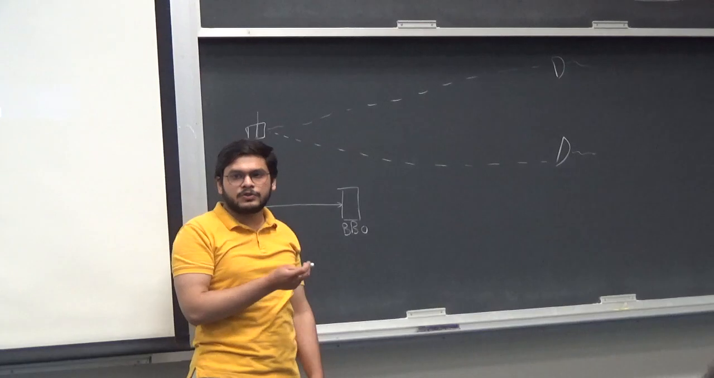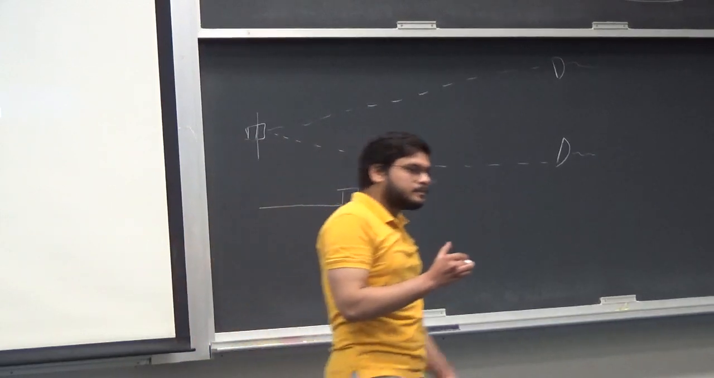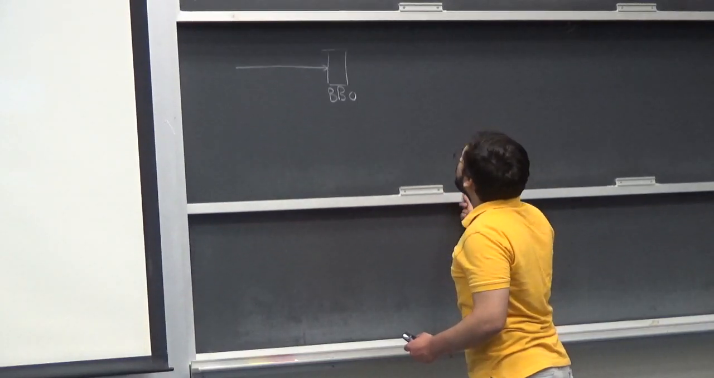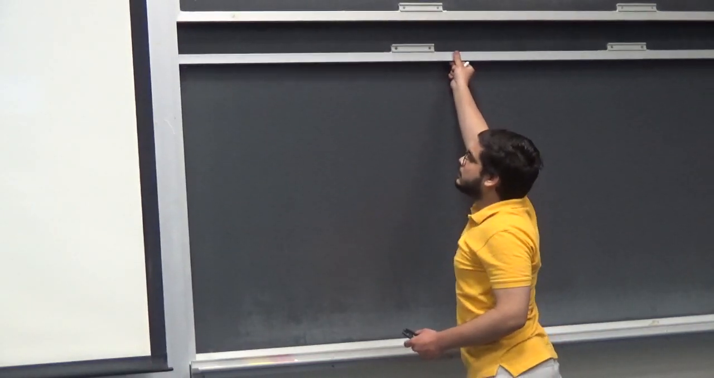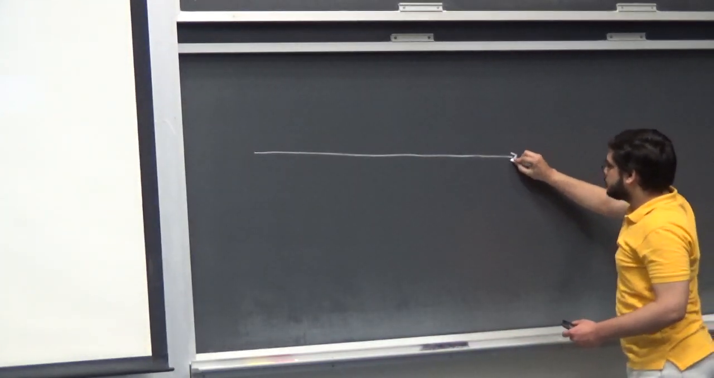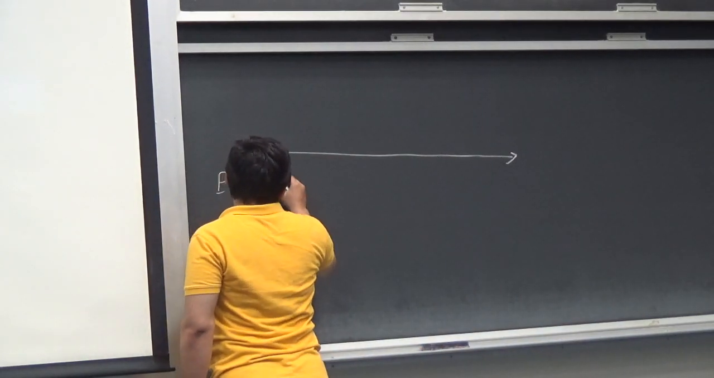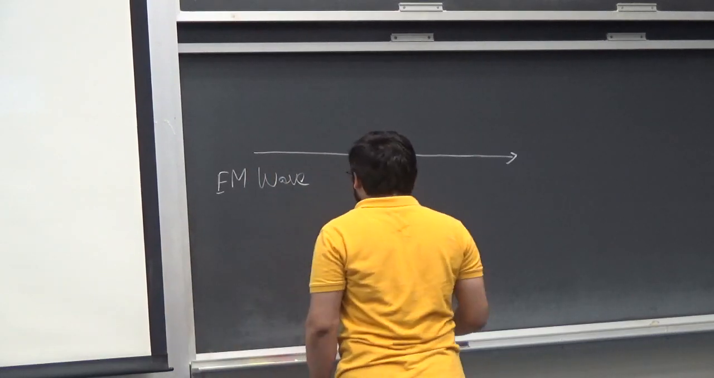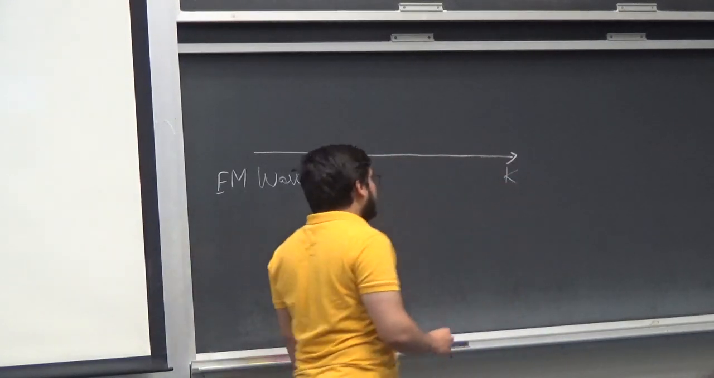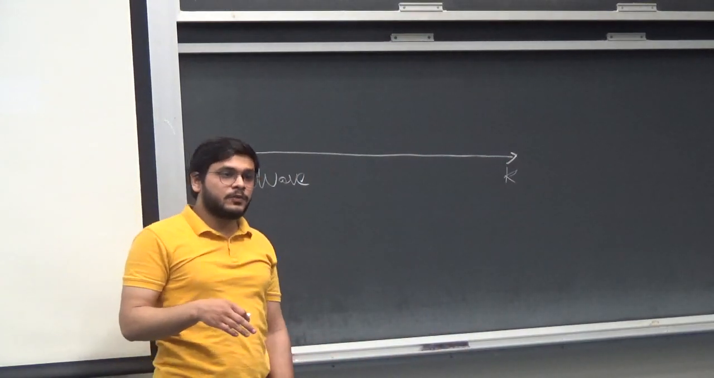Are you all familiar with the polarization of light, how it works? No? So polarization is defined by, for an electromagnetic wave, there is a direction of propagation. This is the EM wave. This is the direction of propagation, and this EM wave has an electric field and a magnetic field associated with it.